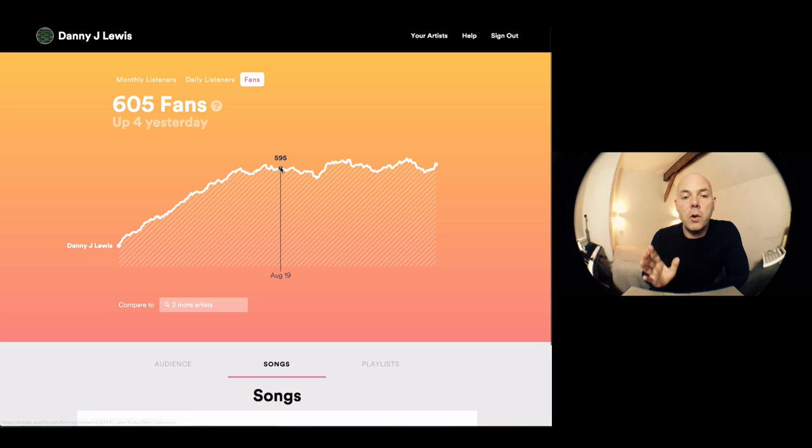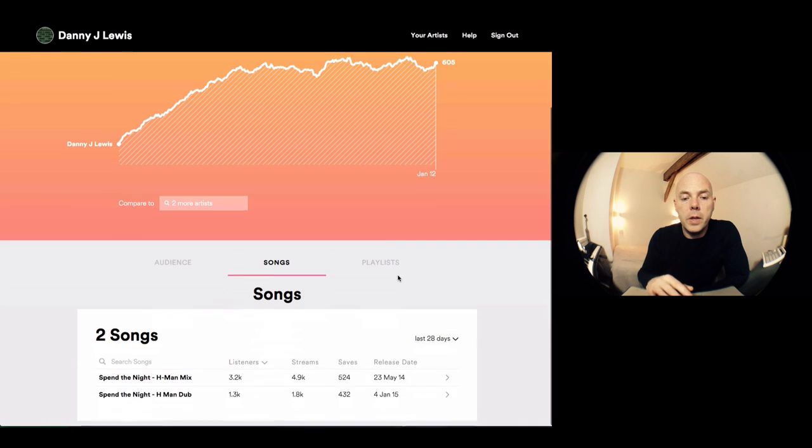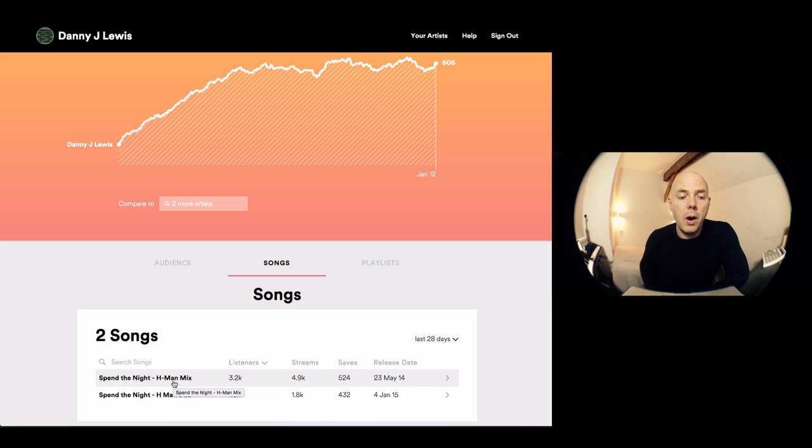Let's go down onto the song level. And this is where I'm going to scroll down here. We've only got a couple because not every track has enough of a play count to be included in this. I've got a large catalog on Spotify, but none of them are really streaming any significant amount. And you can see here that the two most popular are Spend the Night, two variations of the same.